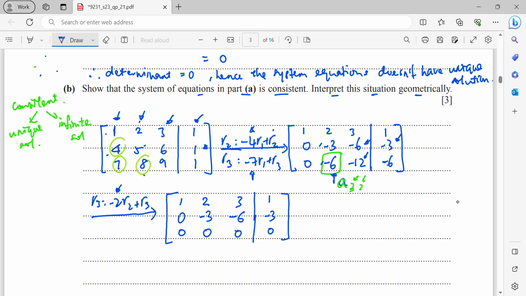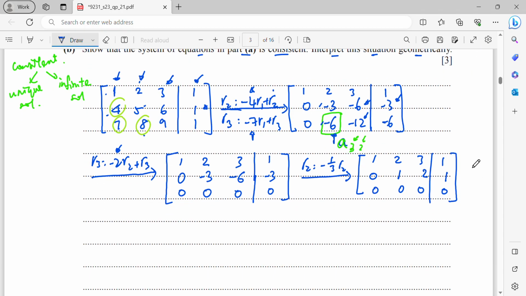Okay, so you can leave it in this form, or if you want, you can just simplify the second row. So I simplify the second row by multiplying negative 1 over 3 to the second row. I will get 1, 2, 3, 1, 0. So when you times negative 1 over 3 to the second row, it's like you divide by negative 3. So I get 1, 2, and 1 here. Then 0, 0, 0, 0. Or 0 for the last row.